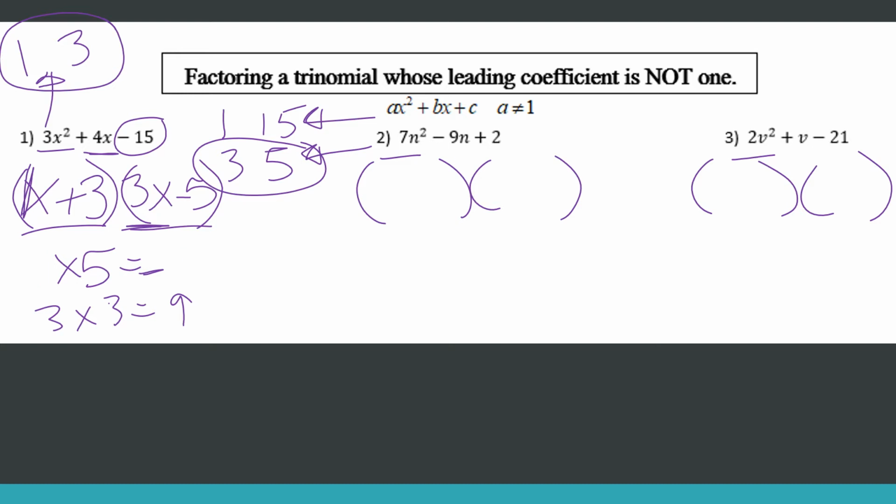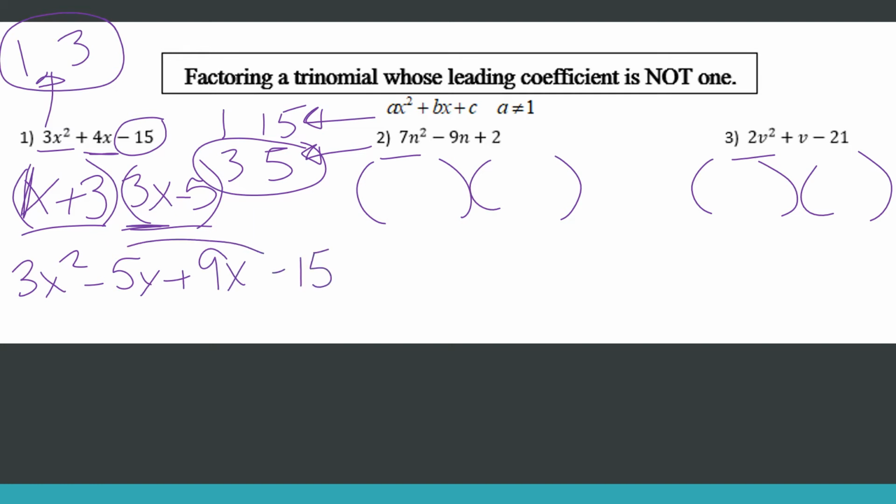Remember that when you distribute that out, you should end up with the original problem. Like 1x times 3x is 3x squared. 1x times negative 5 is negative 5x. 3 times 3x is 9x. And then 3 times negative 5 is negative 15. And those middle terms do combine to give me that 4x from the original problem. Okay, so there is my final answer.